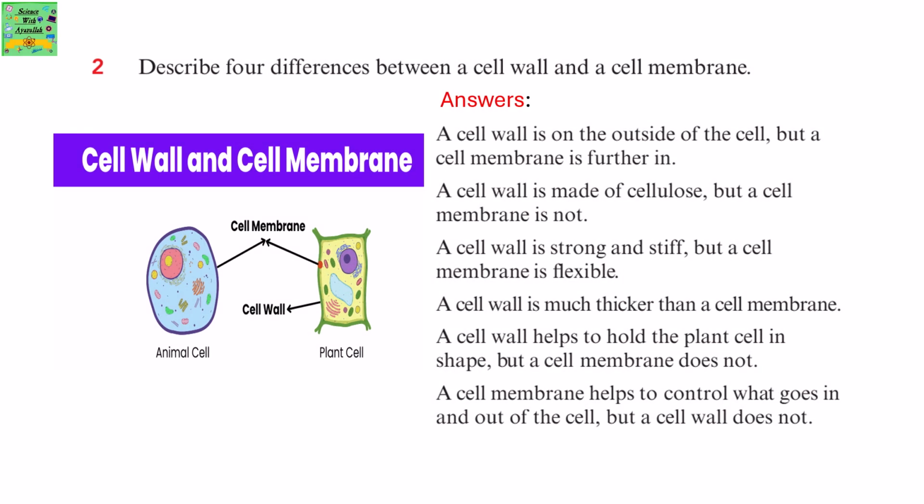This is between a cell wall and a cell membrane. A cell wall is on the outside of the cell, whereas a cell membrane is inside. A cell wall is made of cellulose, but a cell membrane is not. A cell wall is strong and stiff compared to a cell membrane. A cell wall is much thicker than a cell membrane. A cell wall helps to hold the plant cell in shape, but a cell membrane doesn't. A cell membrane helps to control what goes in and out of the cell, but a cell wall doesn't.